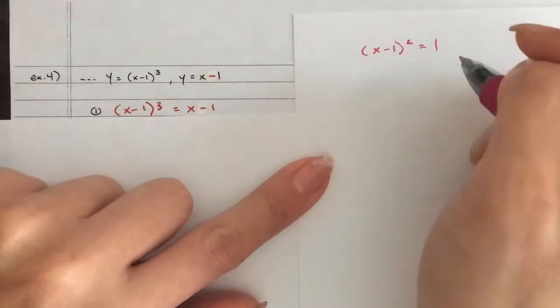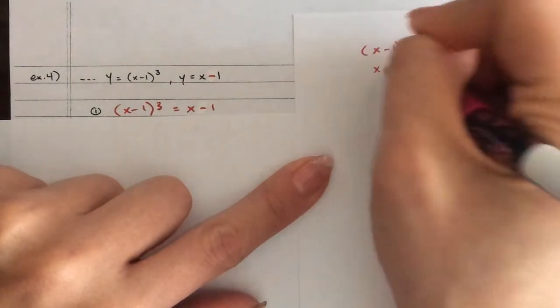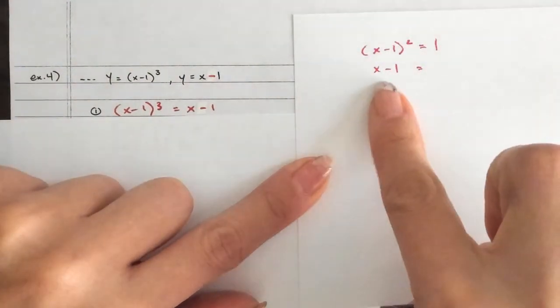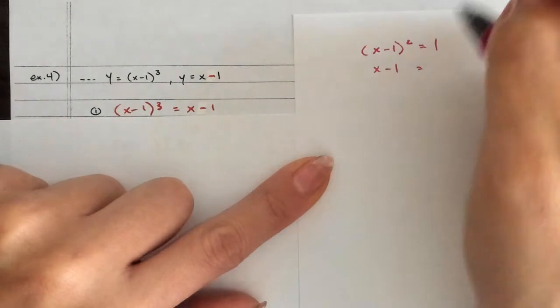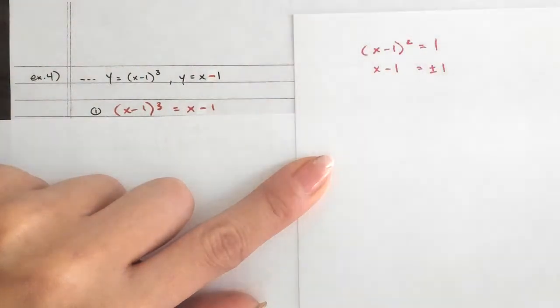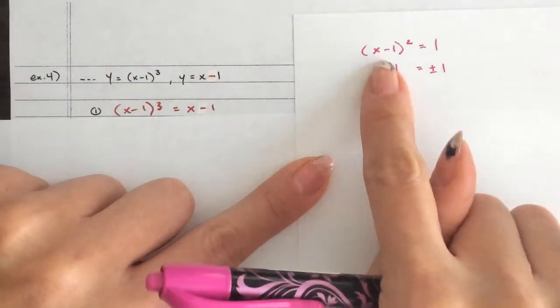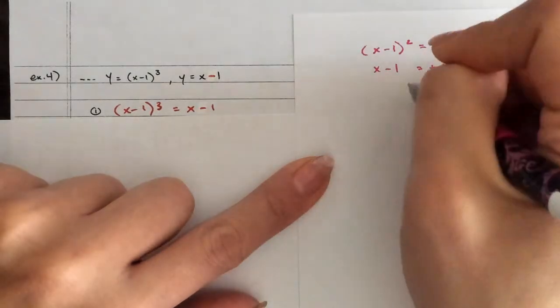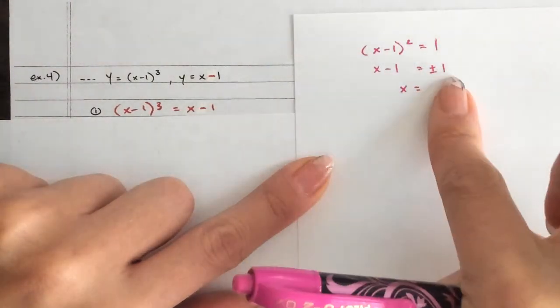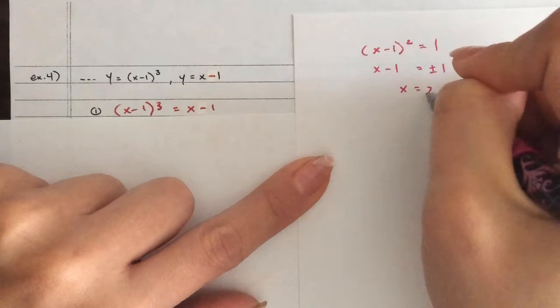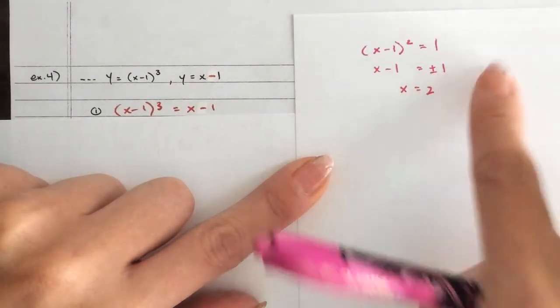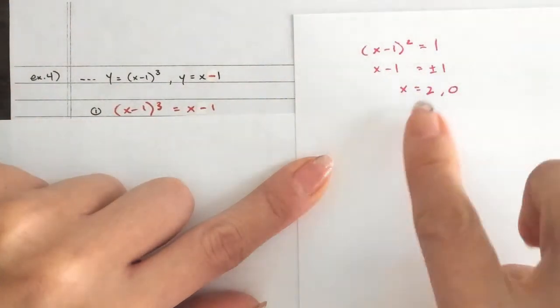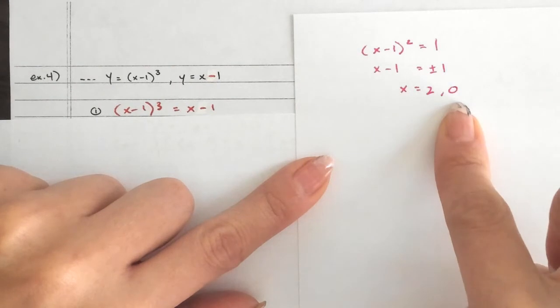So if you do this, let's keep going. You would get x minus 1 equals, and then you take the square root, and you get plus or minus 1. Be careful, it's not 1, it's plus or minus 1, because you're the one doing the square rooting. All right, and then you get x equals, you add 1 to the other side, so 1 plus 1 is 2, and then negative 1 plus 1 is 0. All right, so you get these two answers.